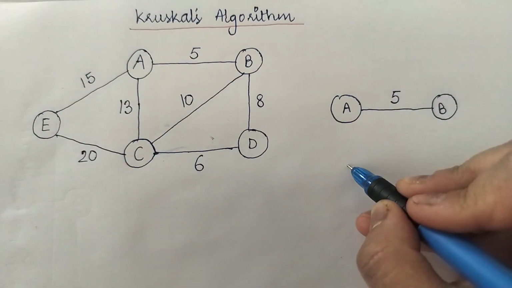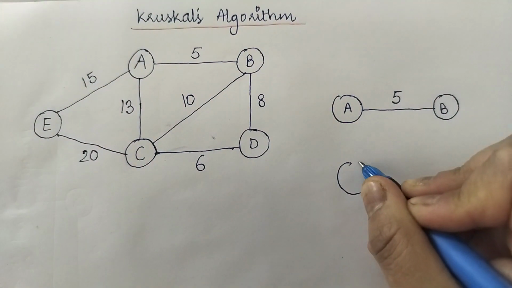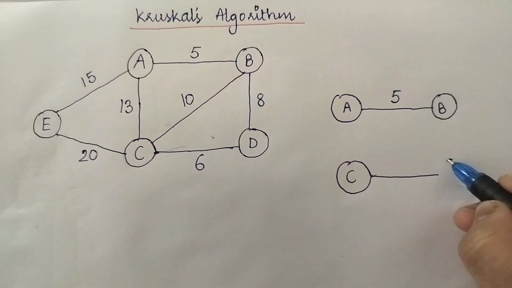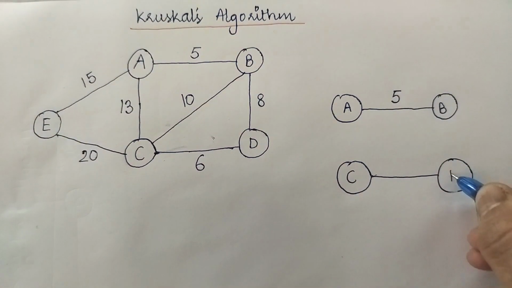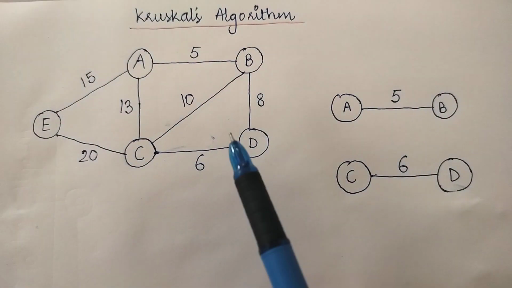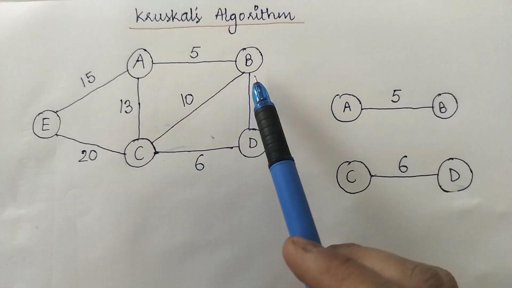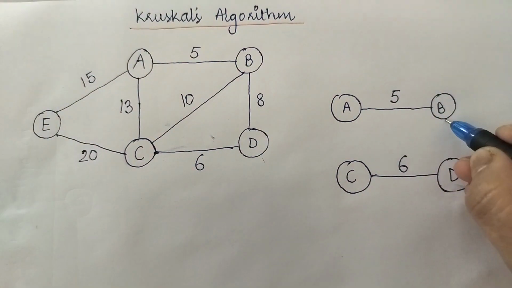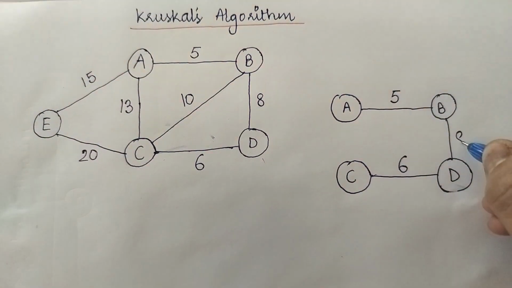So we can draw this. Now, after 6, the next minimum cost is between vertex B and D, which is 8. So we will draw this also.